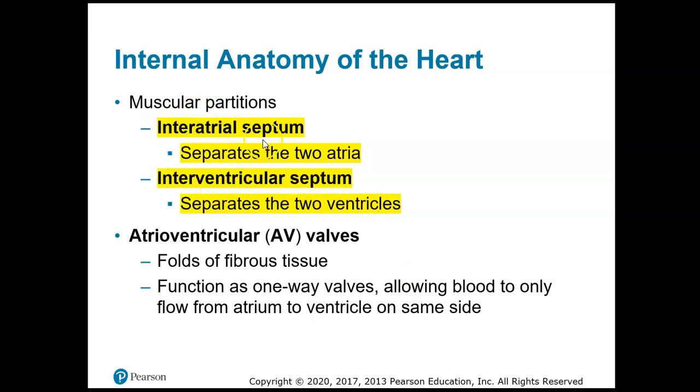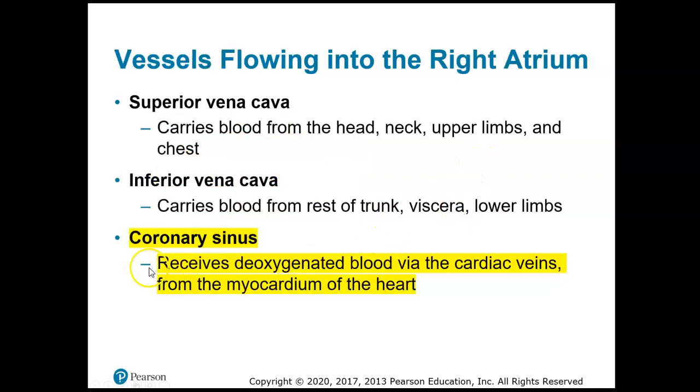This is just the definition of two structures that I showed you on the figure. The interatrial septum. A septum is a divider that separates. So the interatrial septum separates the two atria, and the interventricular septum separates the right and left ventricles. The coronary sinus receives deoxygenated blood via the cardiac veins from the myocardium of the heart.